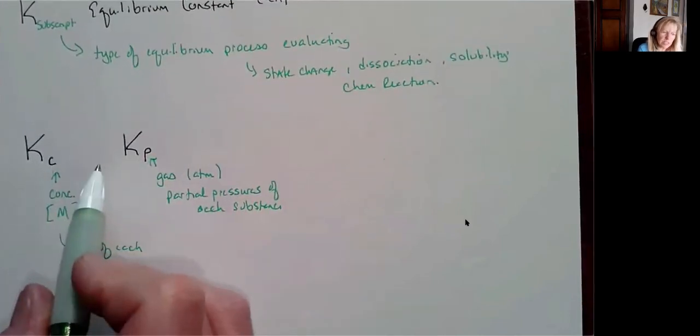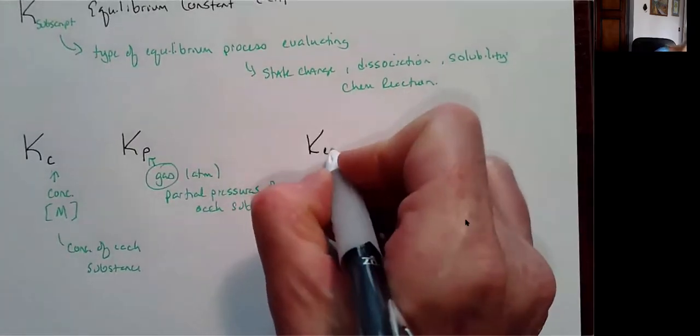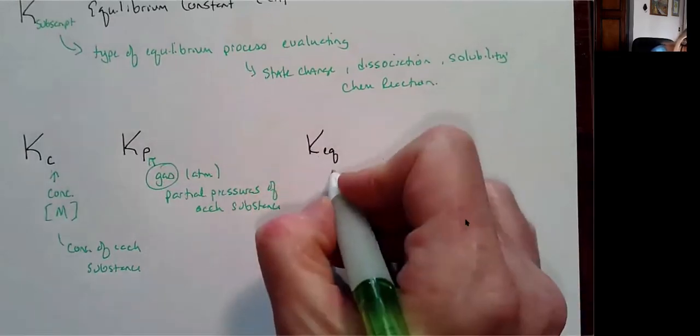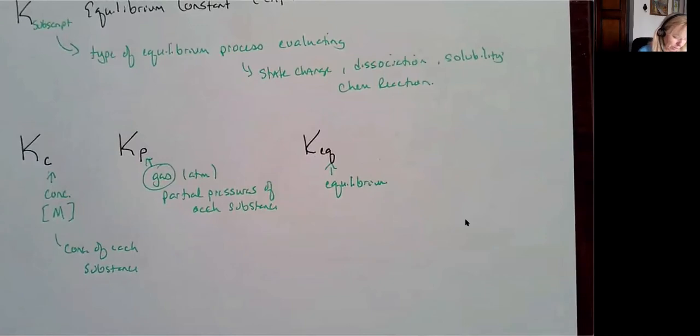These subscripts here are really indicating not necessarily a process, but the units of the things that you're looking at. Am I looking at it in terms of concentration, or am I looking at it in terms of partial pressure? And this obviously you would only apply if you had a gas. Other things that you're going to see with K: Keq, and this simply means equilibrium, if you didn't already know that large K was your equilibrium constant.